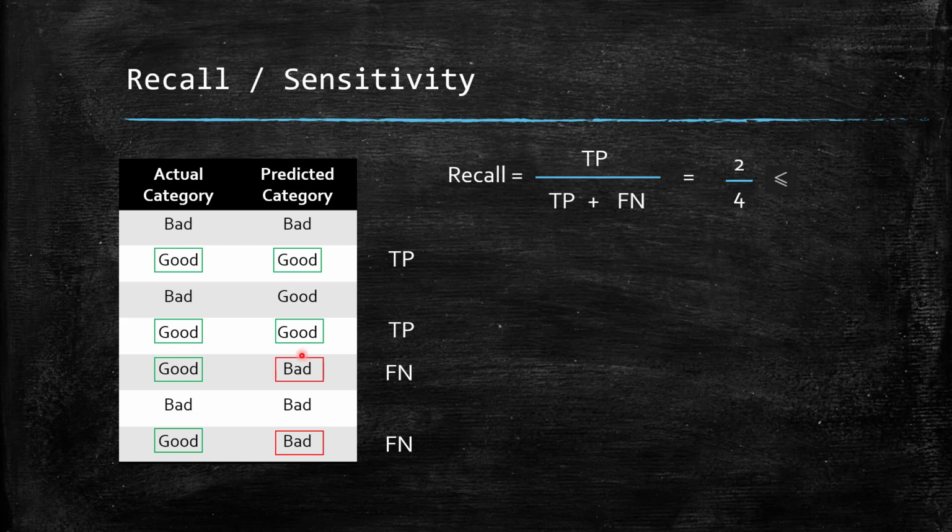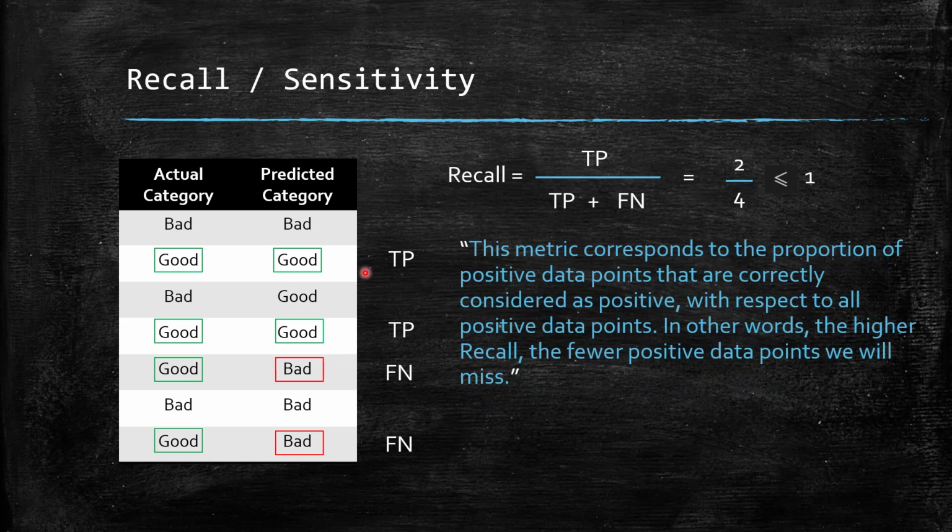This measurement will always be less than or equal to 1. The maximum value it can have is 1, when we classify all the good examples correctly, 100%, right? So as I said, this metric corresponds to the proportion of the positive data points that are correctly considered as positive, with respect to all the positive data points we have. In other words, the higher the recall or sensitivity value, the fewer positive data points we will miss. So that's the main message behind this line.